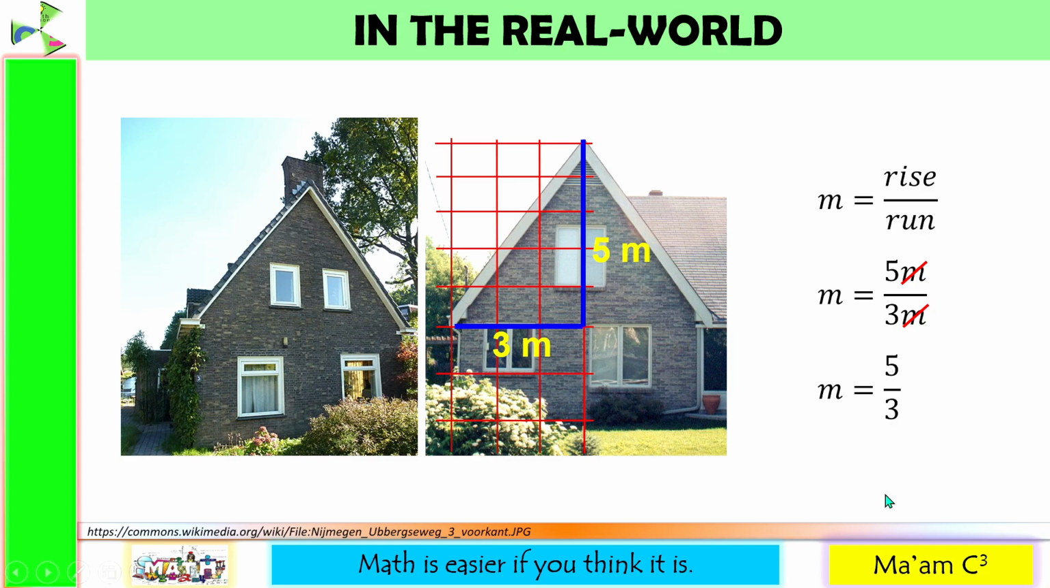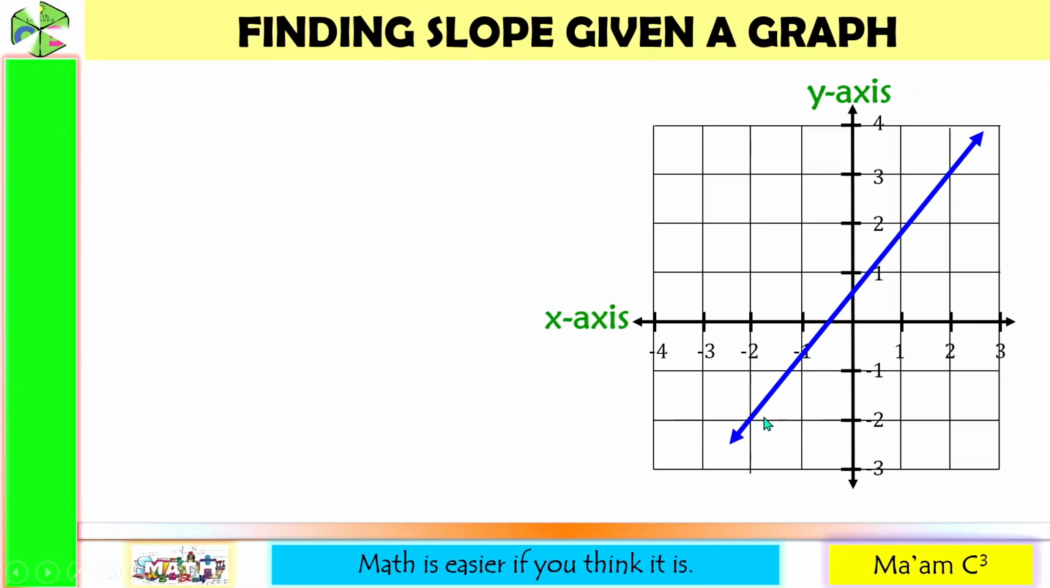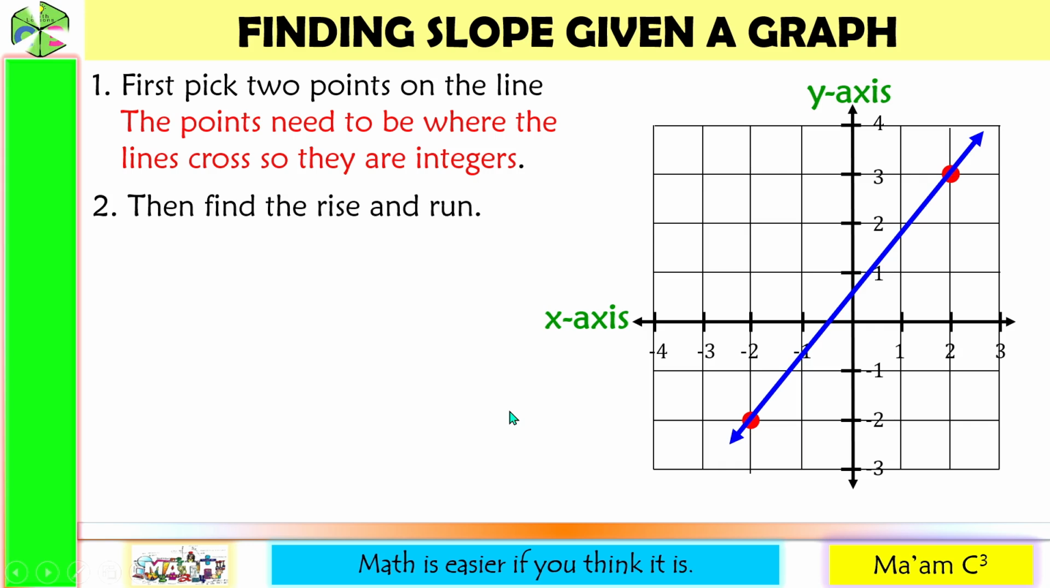Let us talk more about slope when a graph is given. So in here, we are going to determine the slope of this line. And the first step is to pick 2 points on the line. The points need to be where the lines cross so they are integers. They are exact values. So let me choose this point and this one here. Now, step 2, find the rise and run. Again, our formula for slope is rise over run.